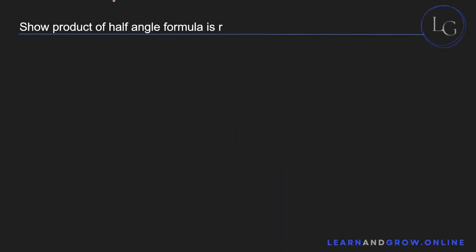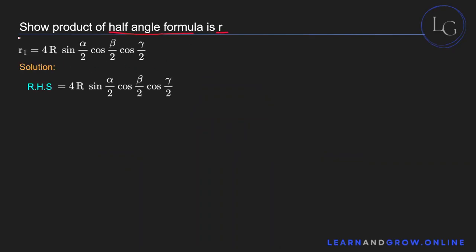Now let's see how you can show that the product of the half angle formula is R1. It says that we have to prove that this left hand side, R1, is equal to this right hand side, which is 4R into sine alpha by 2, cos beta by 2, cos gamma by 2. We have to prove this. So obviously it's easier going from a larger expression to a smaller expression.